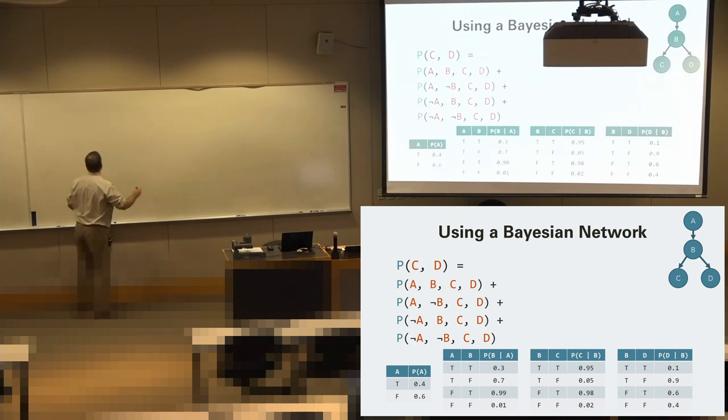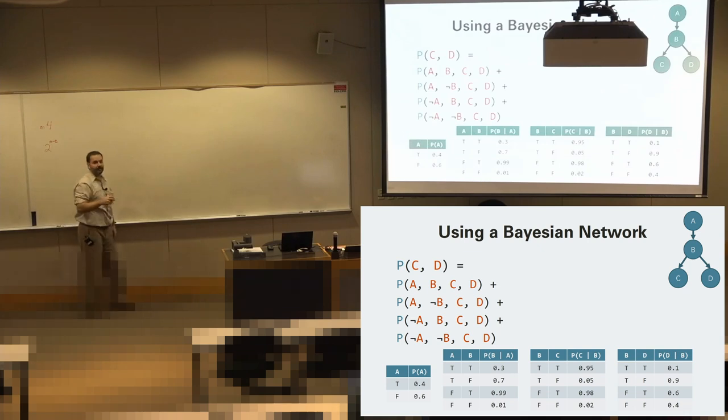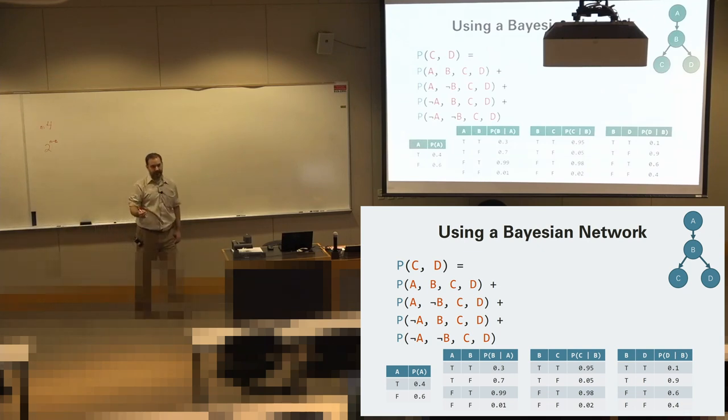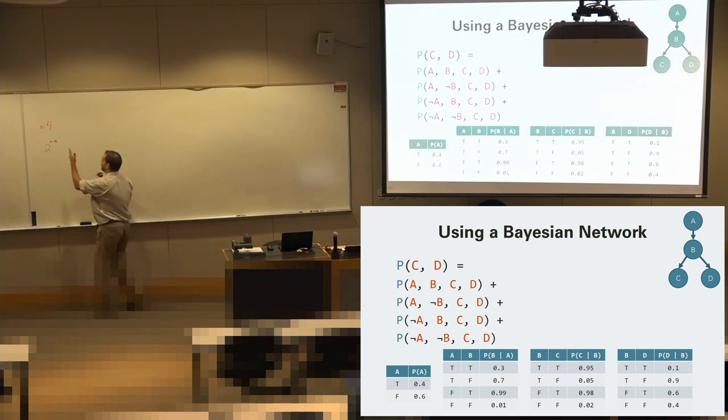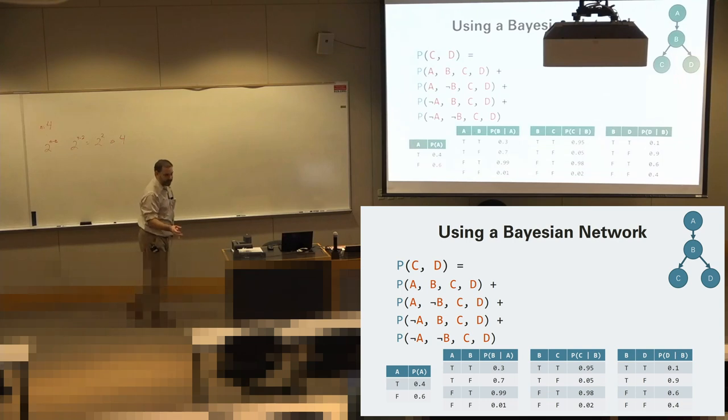I have 4 total variables. N equals 4. Okay, well, what I'm going to do is say, let's do 2 to the power of N minus the number of evidence that I'm working off of. Again, I have 4 variables, minus 2 variables I'm working off of in evidence. That becomes 2 to the power of 2. That means I'm going to need to evaluate 4 statements.